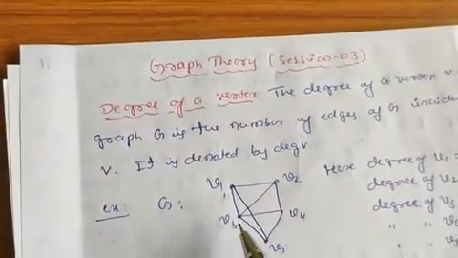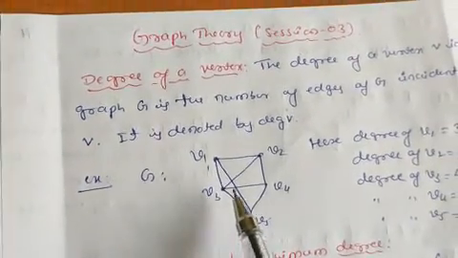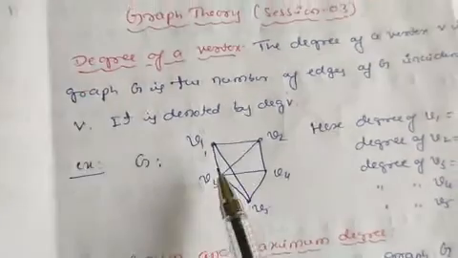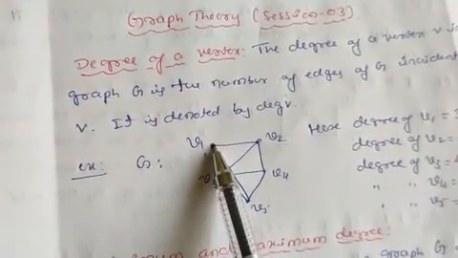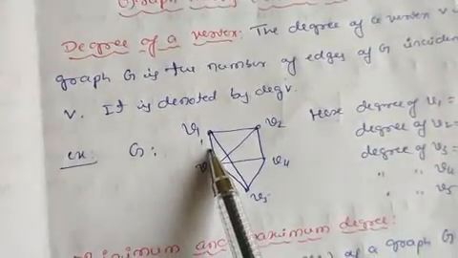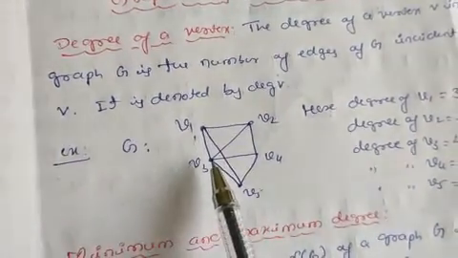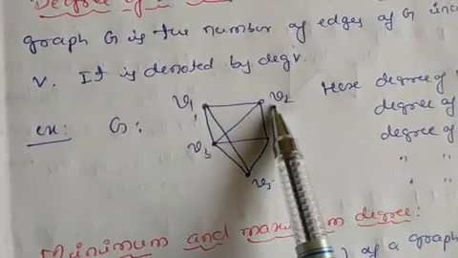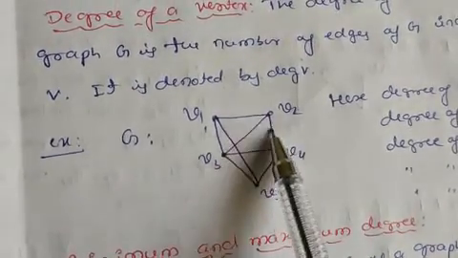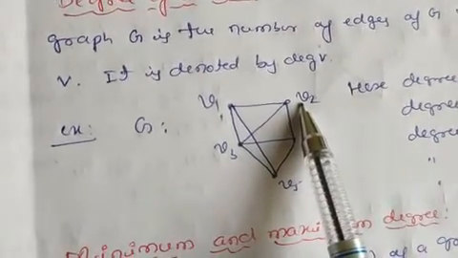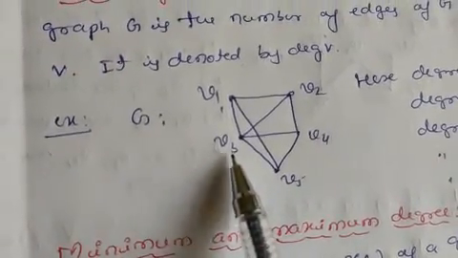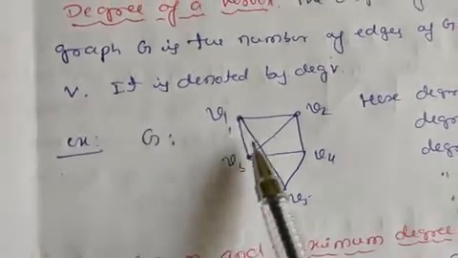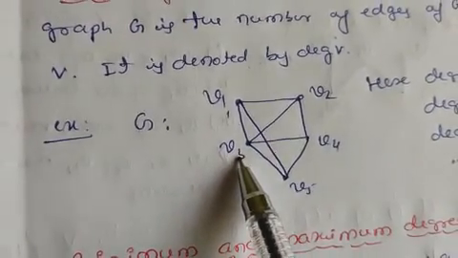Take this graph. In this graph we have 5 vertices and different numbers of edges. So this vertex V1 is incident with how many edges? 1, 2, 3. So the degree of vertex V1 is 3. Now the degree of vertex V2: here also 3 edges are incident to this vertex. So degree of V2 is also 3. And degree of V3 means the number of edges incident to this vertex: 1, 2, 3, 4. So degree of V3 is 4.